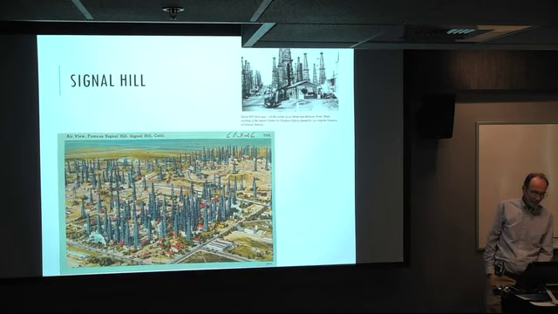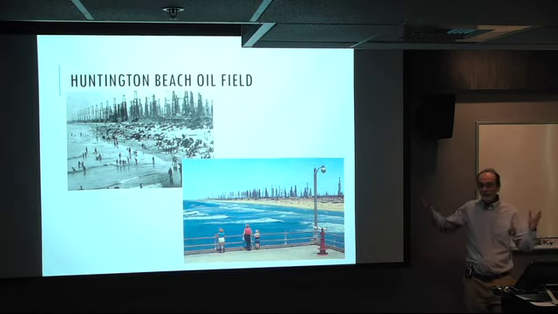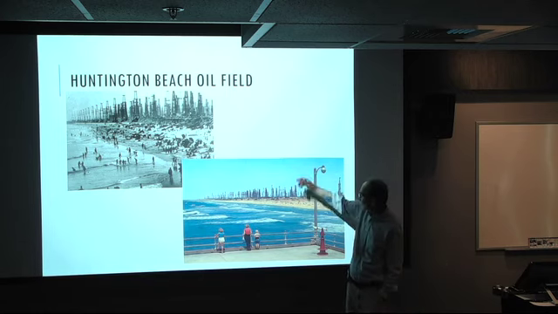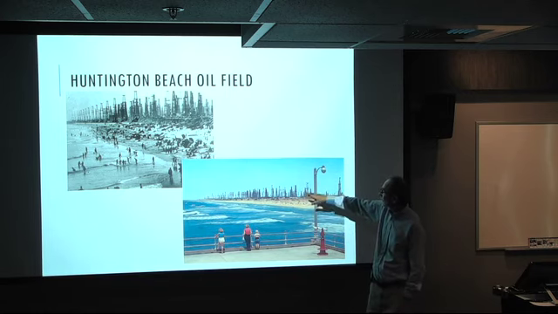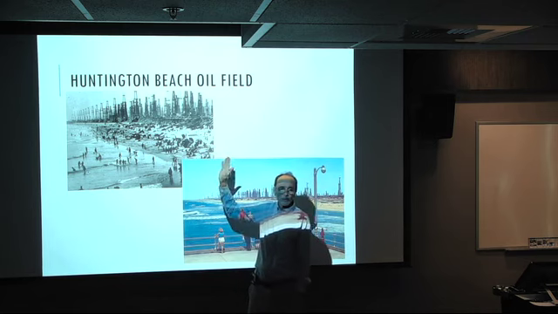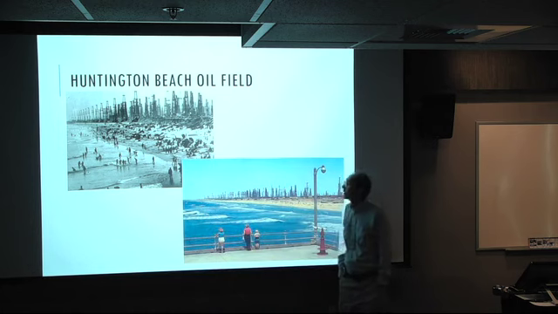And another view of Signal Hill. So oil derricks just everywhere. And of course, for us, this is Huntington Beach. So here's the pier, and that's showing a lot of oil derricks. This is what we call the Huntington Cliffs, just north of the pier. Bazillions of oil derricks.